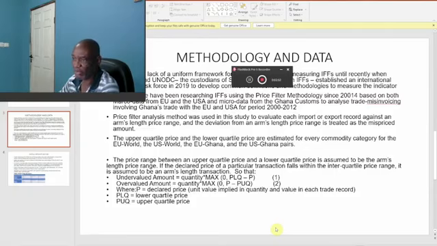So therefore, there's no problem. Otherwise, if it's outside it, it is flagged as a suspicious transaction, requiring further investigation by the customs.